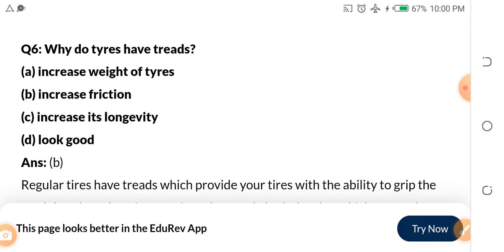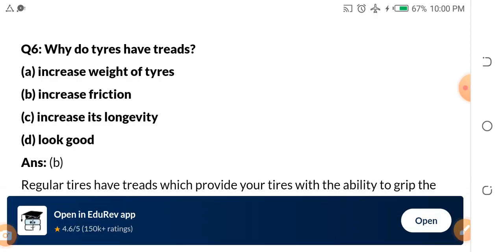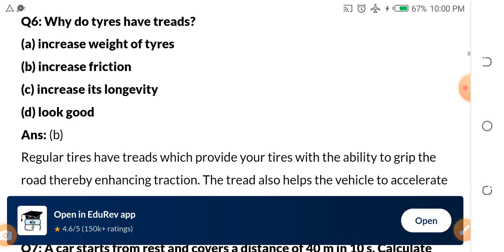Why do tires have treads? Okay, if you look at a tire, you know that it's not smooth. They make tires in a way that is rough. That is the tire of a car. Why do tires have treads?